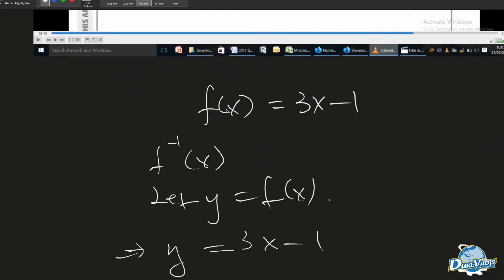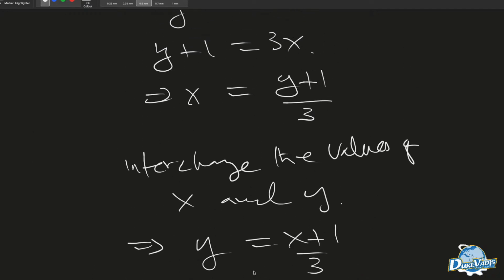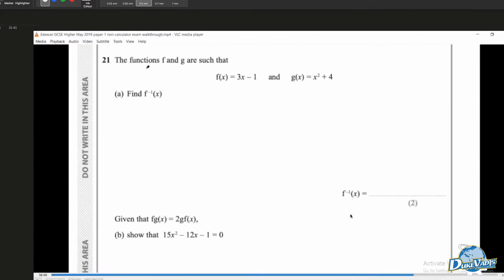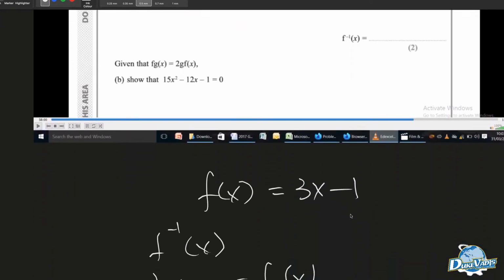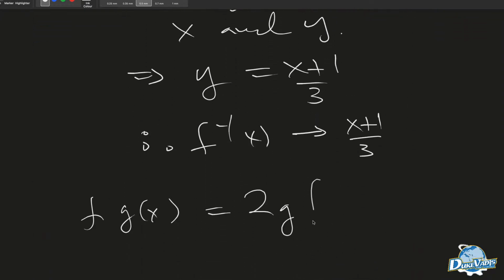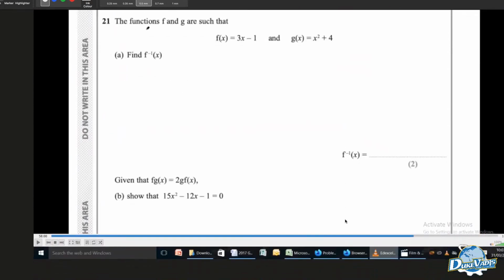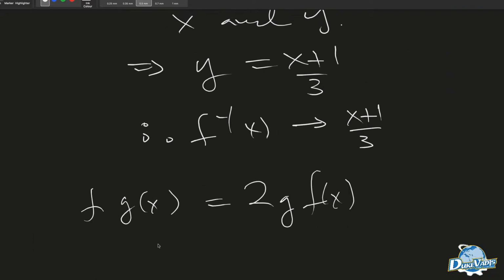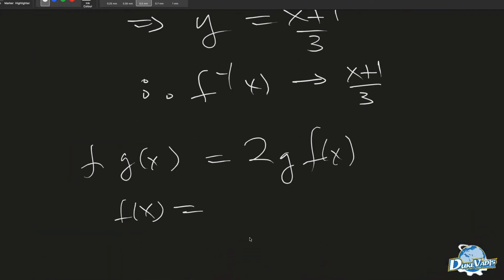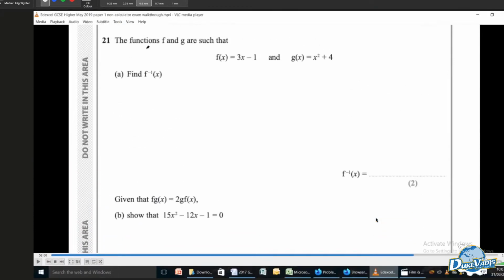So let's see. fg of x is equal to 2gf of x. We know f of x is given as 3x minus 1, and g of x is given as x squared plus 4.